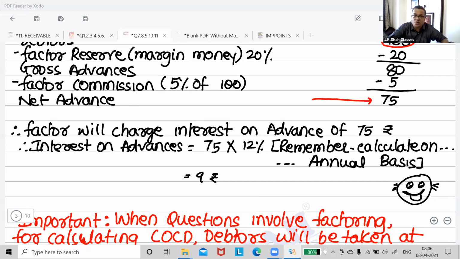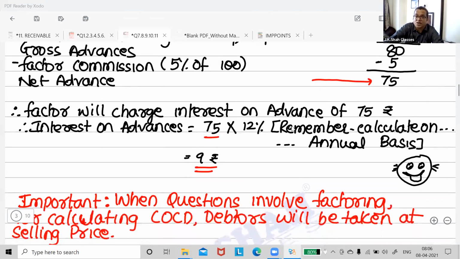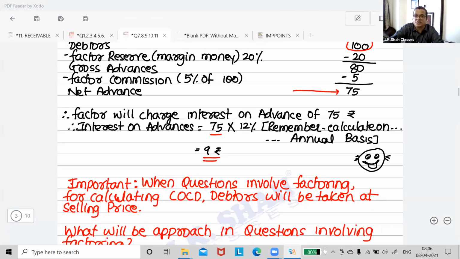Okay. So now interest on advance is 75 rupees into 12%. Remember, calculate on an annual basis. Please don't calculate on a monthly basis, right? Have you understood this calculation? I need a confirmation from your side. It's me laughing on you, those who don't understand the annual basis.